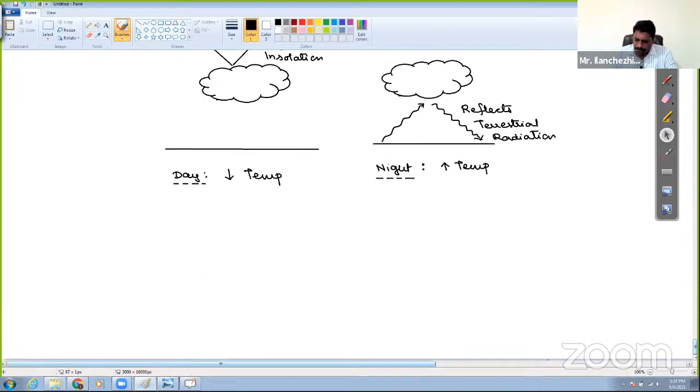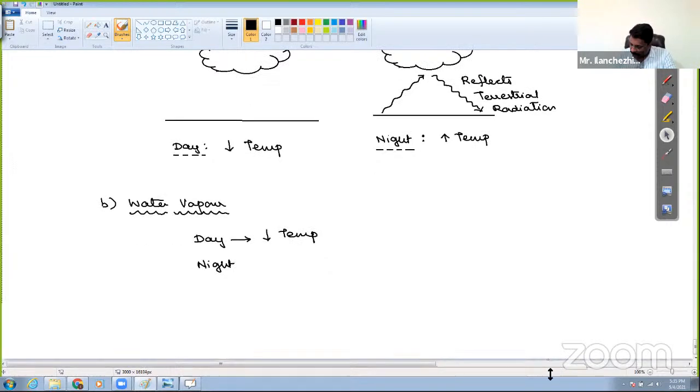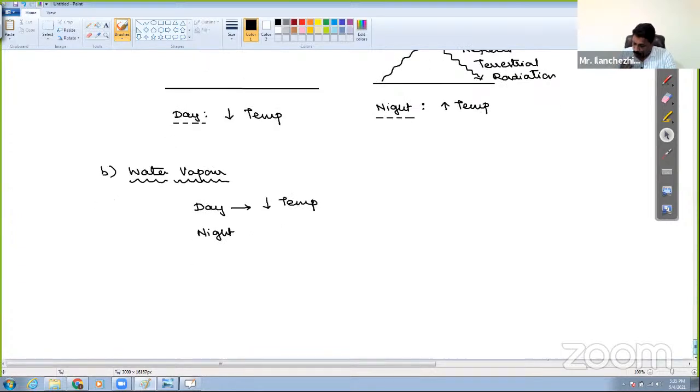And my dear friends, apart from cloud, when I talk about other factors, water vapor, my friend. Water vapor also has a similar property. When I talk about water vapor during daytime, water vapor will reduce the temperature because it absorbs insolation. Similarly, water vapor during the night time will increase the temperature, my friend. So water vapor has a dual role, right?